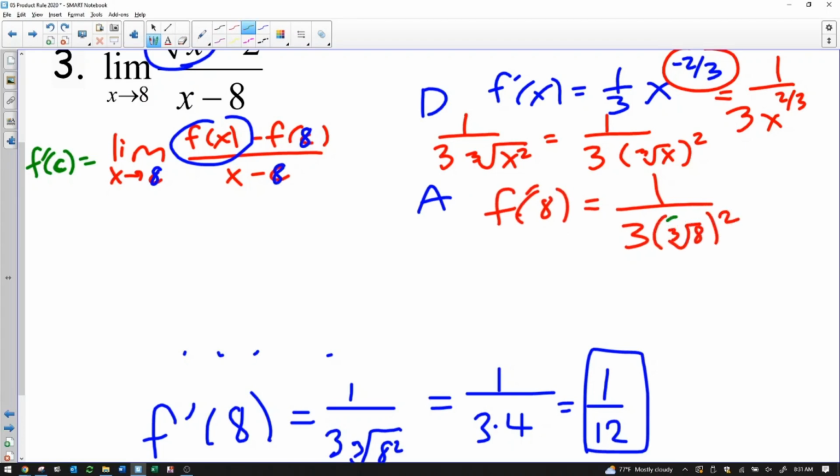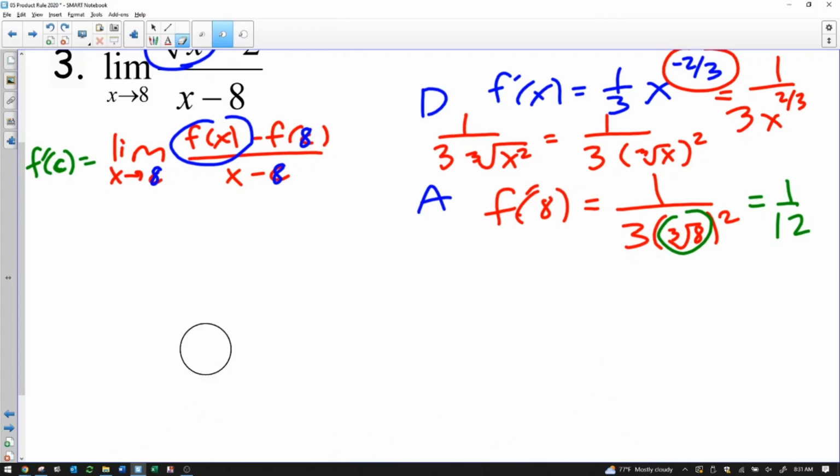And what is the cube root of 8? Do you know that off the top of your head? 2. What if I take 2 and square it? 4. So this will be 1/12. Just to show you guys that if I had done this the other way, it'd be the same.